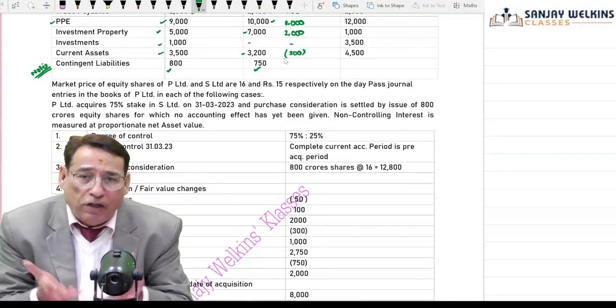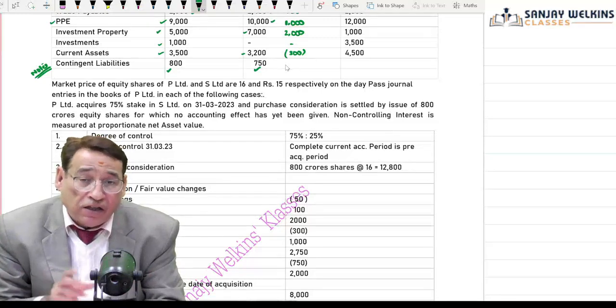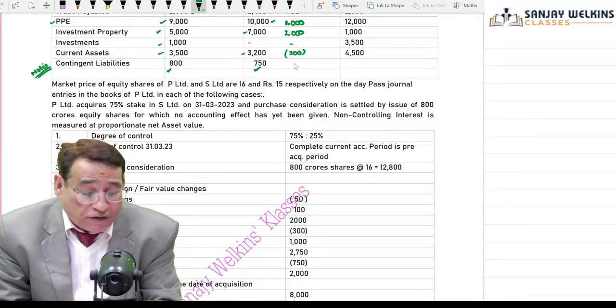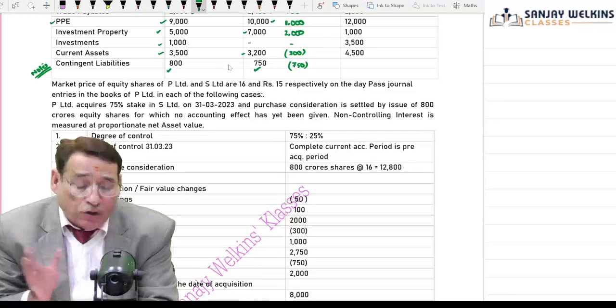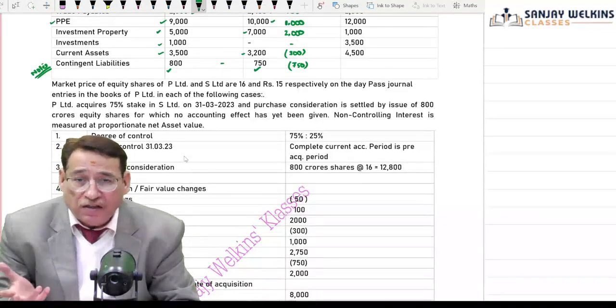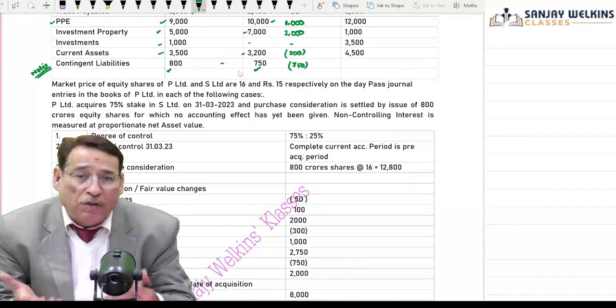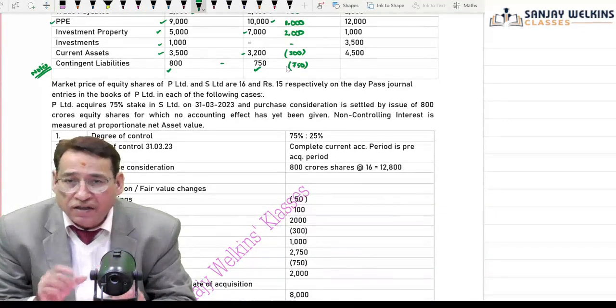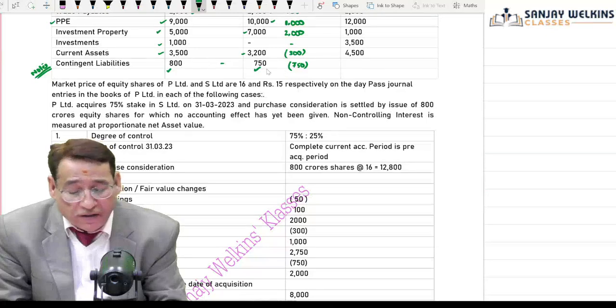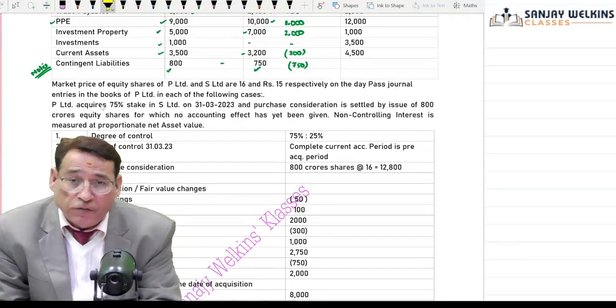So it is a complete loss to you. At whatever value you take the contingent liability, that will be a complete loss. In this case, you have a loss of 750, not a gain of 50, because in the balance sheet nothing is given and still you are taking over this liability at 750. That is why it will be considered a loss. So this is a pretty important point, correct? Now we move to the next part of this particular question.